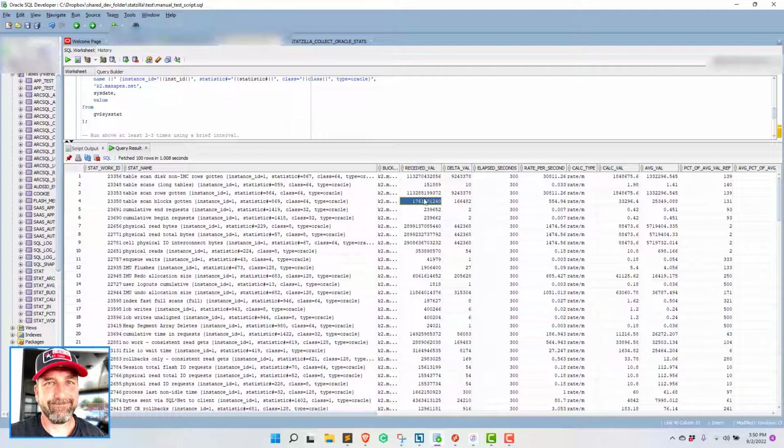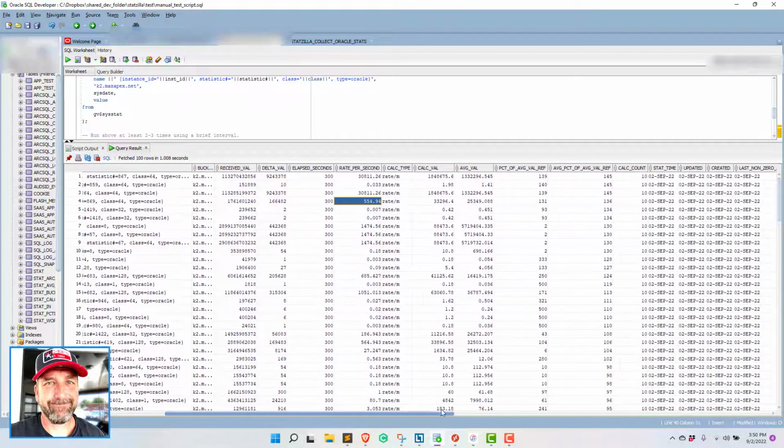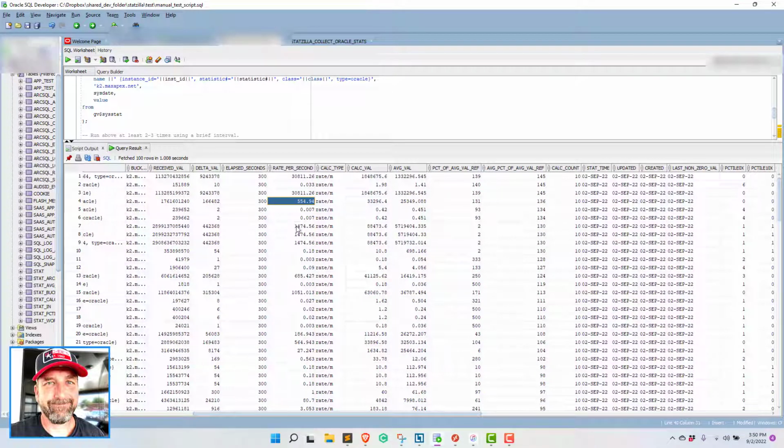So here's our received value. These are counters in Oracle. This is all the sysstat data that I'm using for testing. So this is the counter. You get the delta between the current value and the last value, store that there. We have the number of seconds elapsed. Then we have our rate per second. We always calculate rate per second regardless.